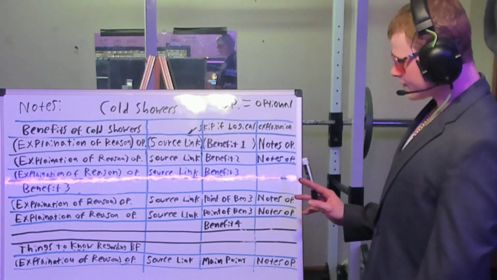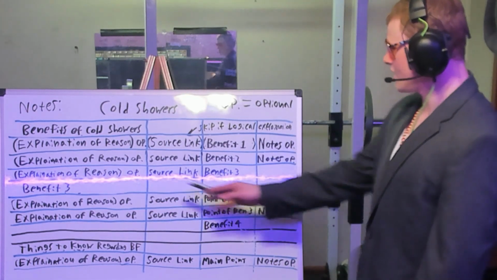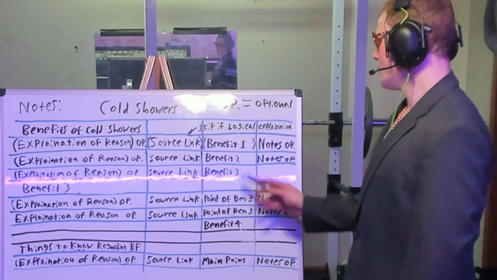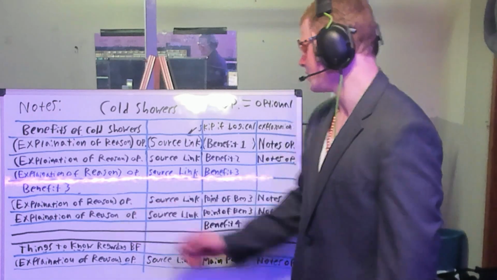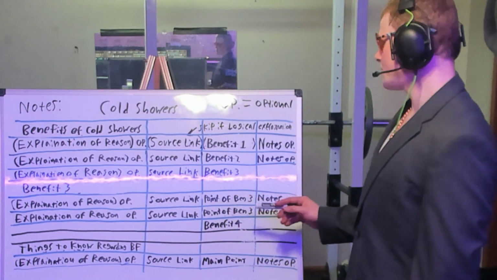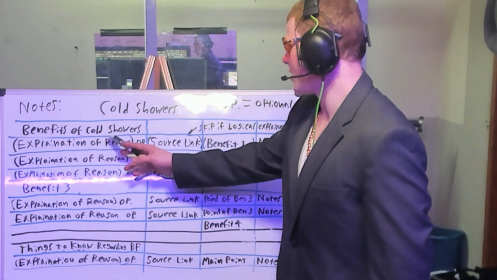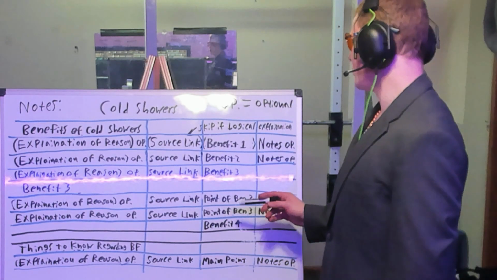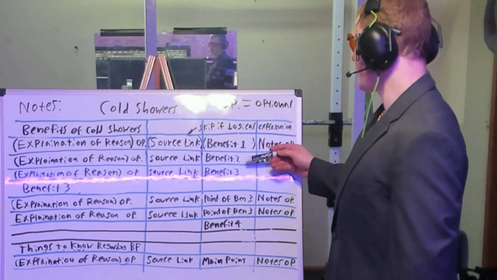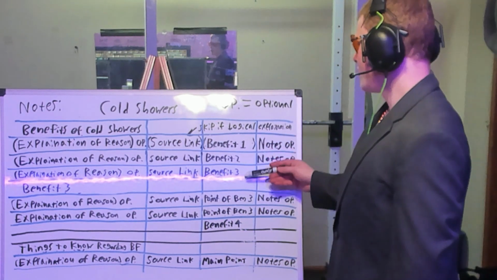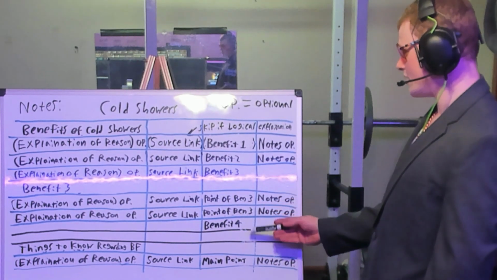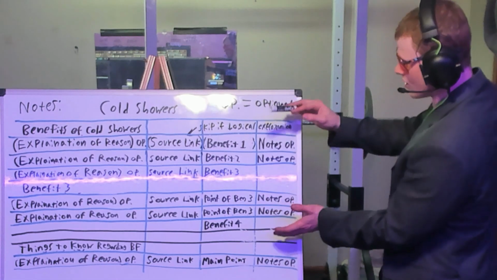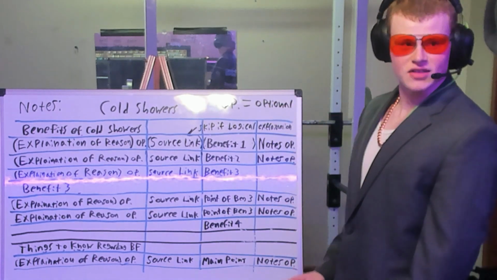But notice how I didn't leave a gap between benefit 3 and benefit 4, and I didn't leave a gap between this subcategory. That's because this is still underneath the benefits of cold showers. So it goes benefit 1, benefit 2, benefit 3. We can't leave a gap here because we still have benefit 4 right down here. So we can know that it's all together. Does that make sense?